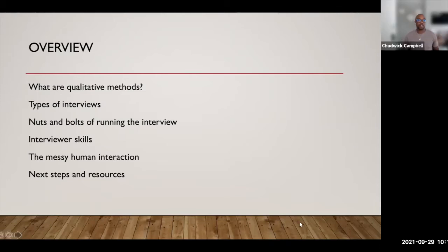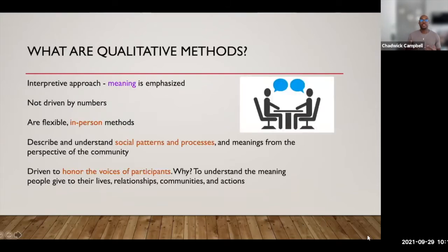Let's jump in. So we wanted to start by talking briefly about what qualitative methods are and why we use them. Qualitative methods are meant to emphasize meaning, in contrast to what we do in quantitative research, which is to measure something, right? So we are using things like text, video, or audio, and we're able to describe the phenomenon using the perspectives of the people or the communities in which we are conducting our work.